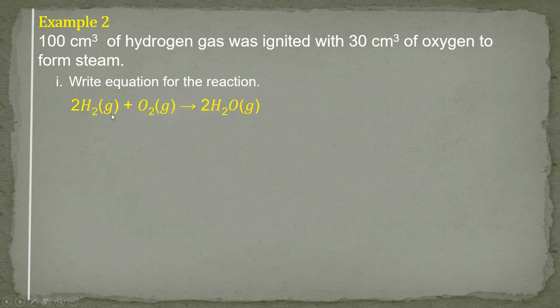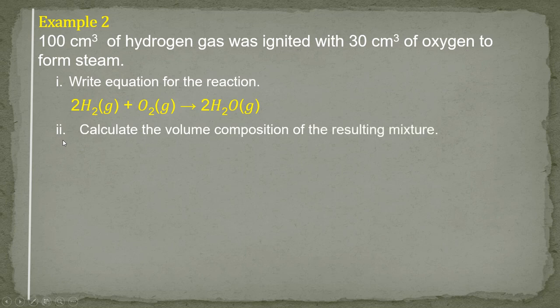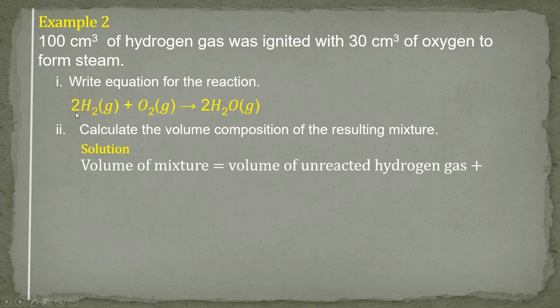Moles of hydrogen react with 1 mole of oxygen to give us 2 moles of steam. Steam is also a gas, oxygen is a gas, hydrogen is a gas. Okay, so we are required to calculate the volume composition of the resulting mixture. Go back and look at the volume here. 2 volumes of hydrogen react with 1 volume of oxygen to give us 2 volumes of water.